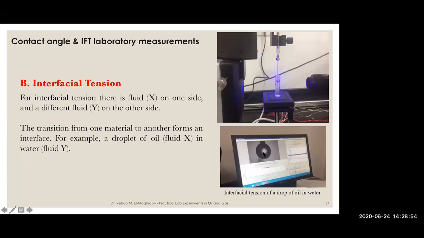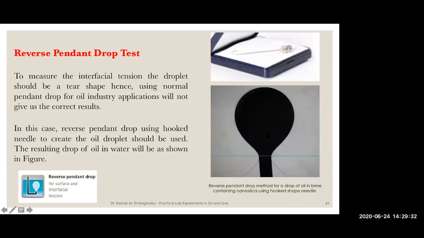If you look at the software here, you will find the oil drop is like a ball. In this case, you cannot use a normal pendant drop. You can use a normal pendant drop if this was oil and this is water, but if this was water and this was oil, as in this case, you cannot, because of the buoyant force. The oil drop will not be of a tear shape. It will be of a spherical shape. This is why we use the reverse pendant drop.